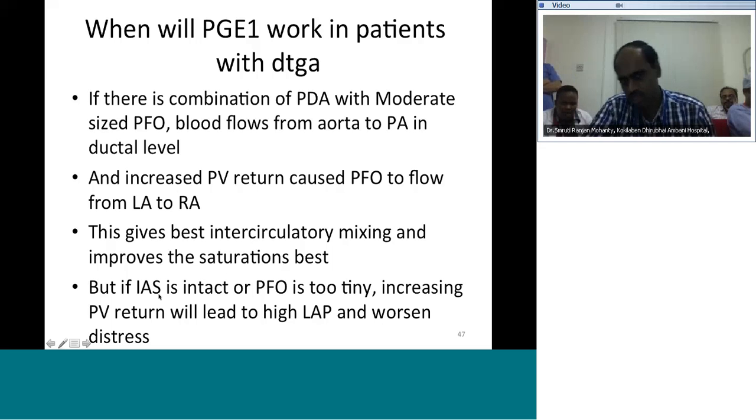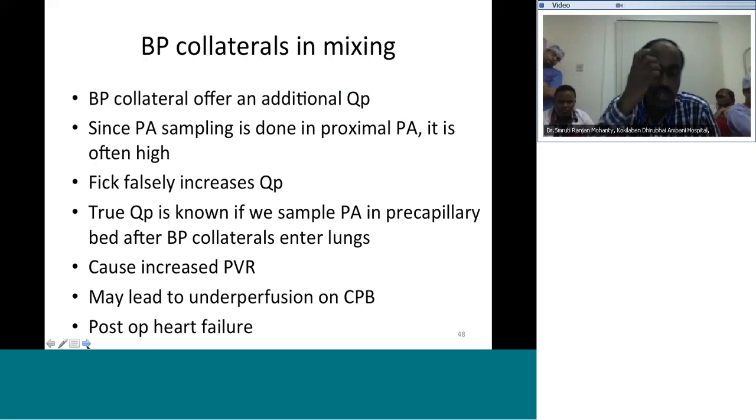But if the IAS is intact or the PFO is too tiny, increasing the pulmonary venous return will result in high left atrial pressure and worsen the respiratory distress of the child. These children will become moribund with respiratory distress, tachypnea, and severe pulmonary venous hypertension if they have an intact atrial septum. These babies will need an emergency septostomy.